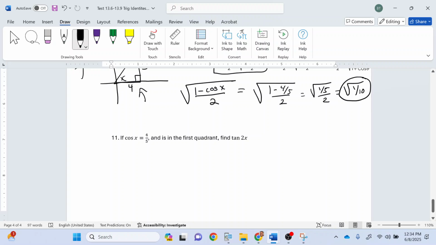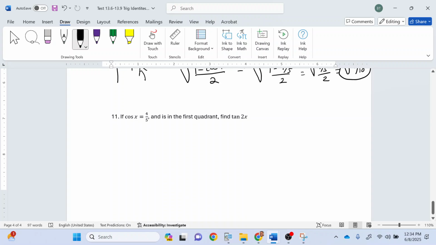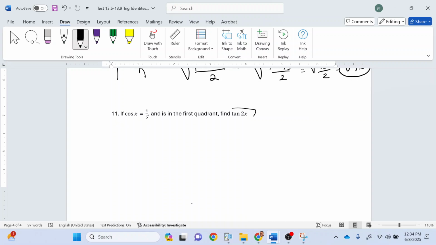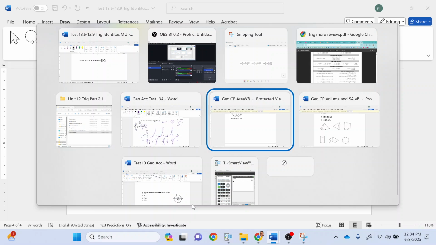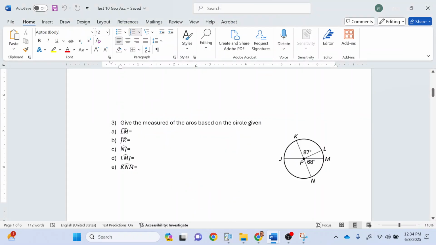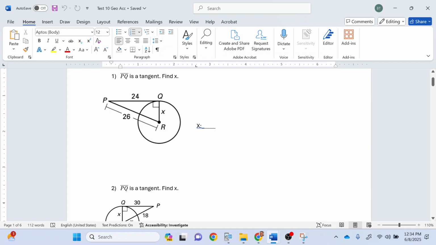Next one. If cosine is 4 over 5 in the fourth quadrant, find tan of 2x. I straight up told you I will not use a double formula for tan. Don't worry about that. Let's go to the next test, which should be Test 10, which is all that circle stuff.